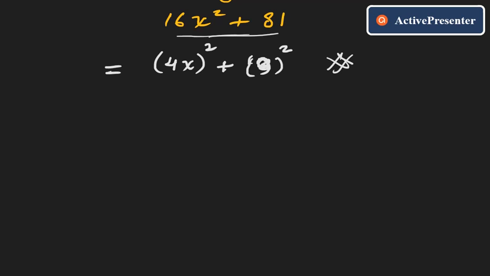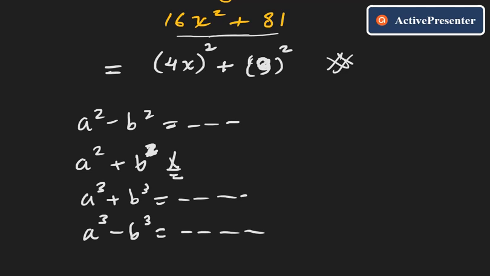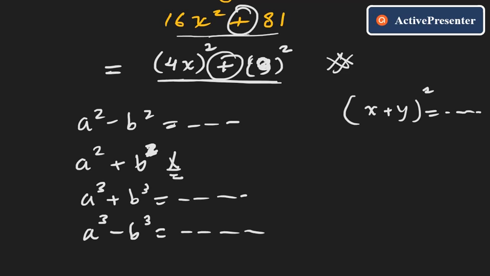You cannot do anything. As you remember, a squared minus b squared can be factored. a squared plus b squared cannot be factored more. a cubed plus b cubed, there is a factorization. a cubed minus b cubed, also there is a factorization. So if you see two perfect squares with a plus between them, you do not factor it. However, if it is a binomial, let's say (x plus y) squared, this can be factored. However, x squared plus y squared cannot be factored. You have to understand that.